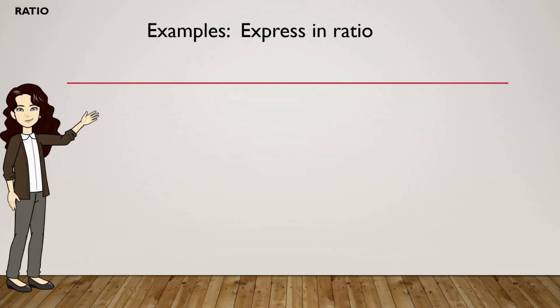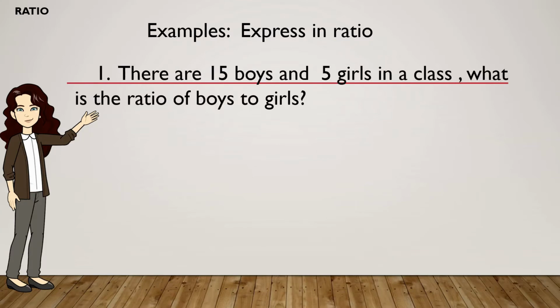Okay, let us have an example of expressing in ratio. Number 1. There are 15 boys and 5 girls in a class. What is the ratio of boys to girls? So, you get the 15 for boys and 5 for girls. We need to get boys first because the question asks for boys, so 15, and girls is 5. So, expressed in ratio, it can be 3:1. Why? Because we need to get the simplest form.